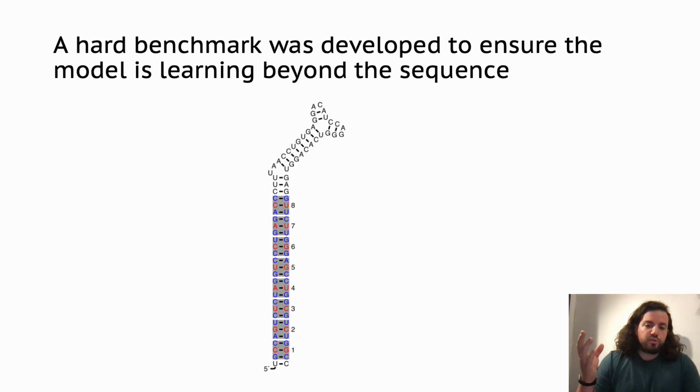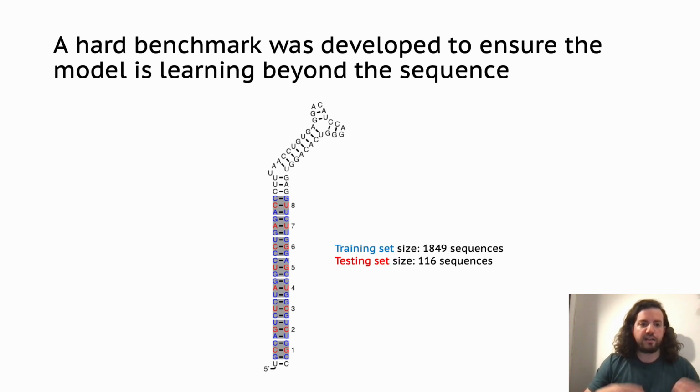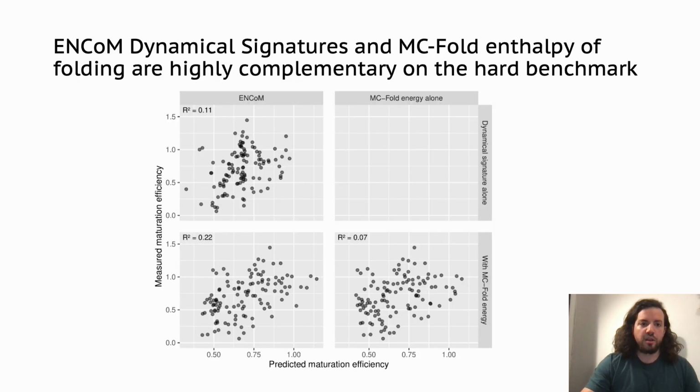So from the 29,000 mutants, we constructed a hard benchmark to ensure that there is no sequence redundancy between the training and testing set. So everything you see in red, the mutations that only affect these positions, are the testing set, and everything in blue, the variants that only affect these positions, are the training set.